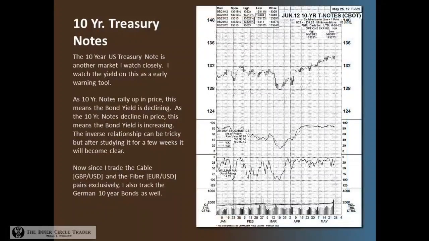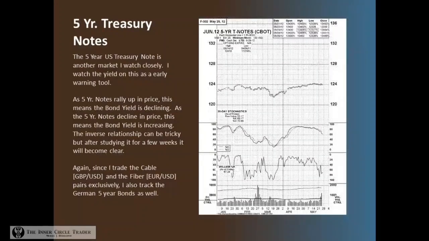10-year treasury notes. Much like the 30-year treasury bond, I used these early on in my career as a futures trader, and there's a little caveat to understanding the bond market. Whenever you see the price chart on the futures rally up, they will have an inverse relationship. In other words, as the price goes higher, the yield will actually be going down. So you have to have that in your mind. Now, since I trade the cable and the fiber exclusively, I trade tracking the German 10-year bond as well.